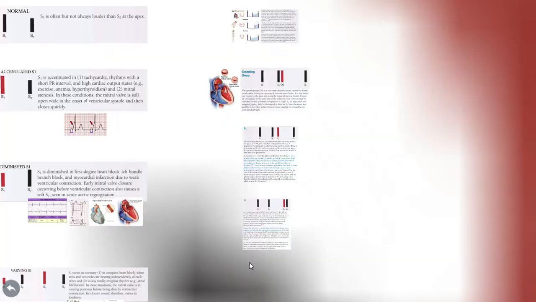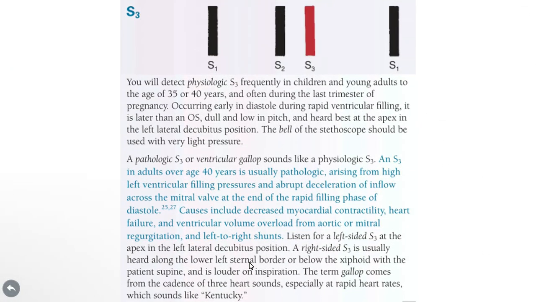Okay, so how about the S3? As I have discussed before, it can be normal, physiologic, and be present in children and young adults, up to 35 to 40. But if you are able to appreciate an S3 in someone more than 40 years old, usually it's pathologic, secondary to increased filling pressure and abrupt deceleration of flow across the mitral valve.